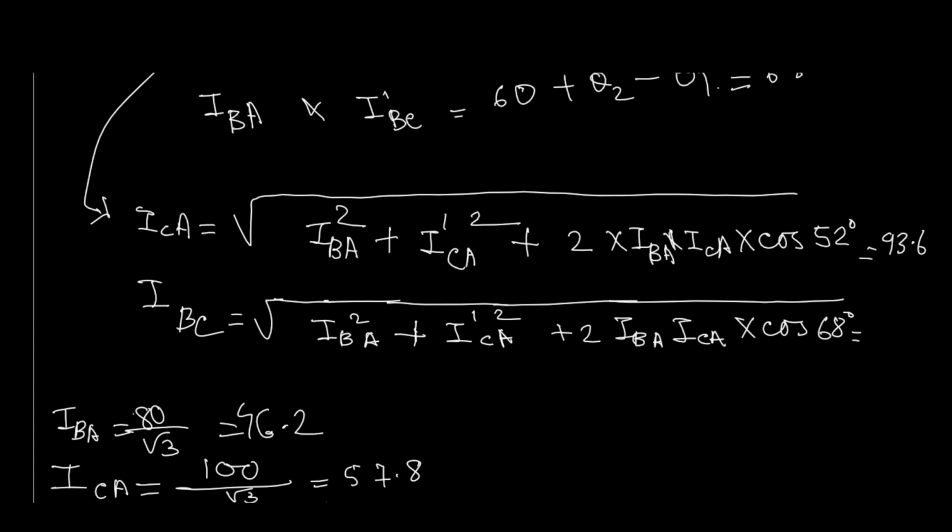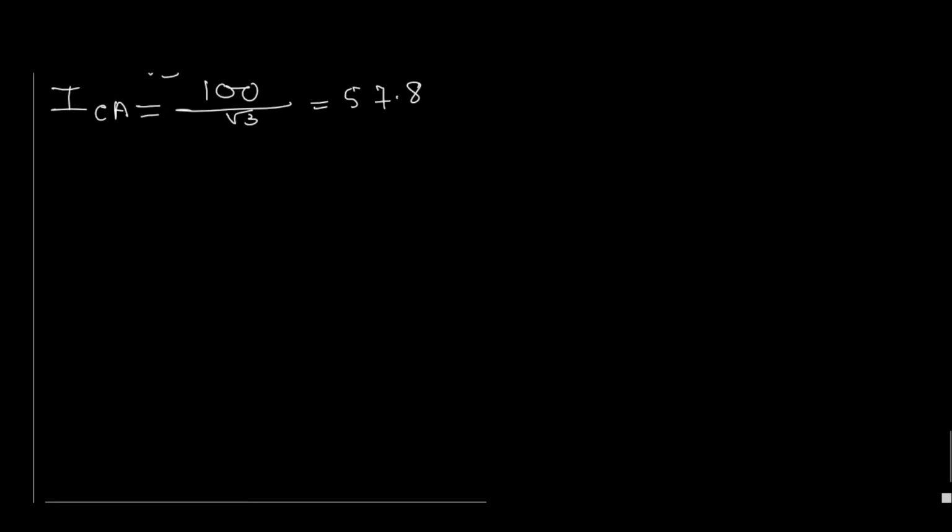Please check the calculation because I may make some mistake. This is a very tiresome problem, so please check the calculation by yourself. Now, when it is like this, what about the primary current? How to determine IP?